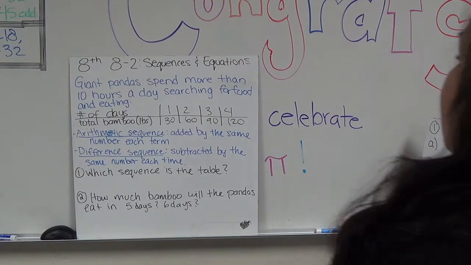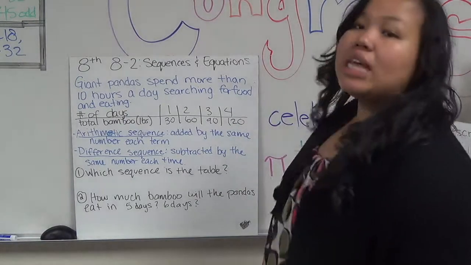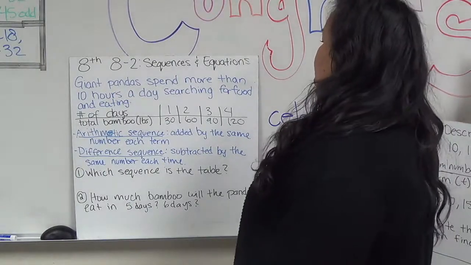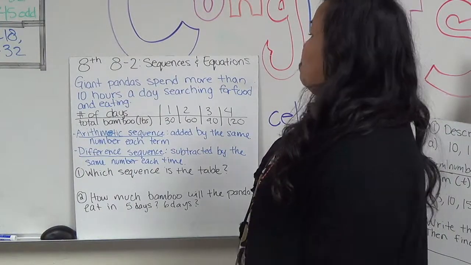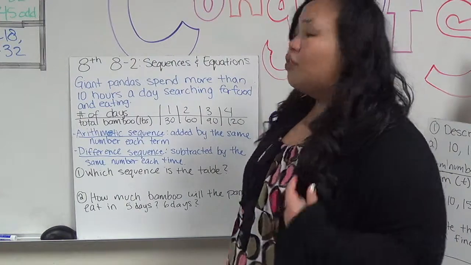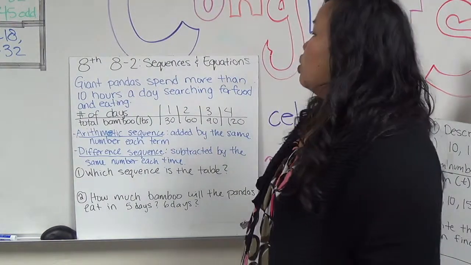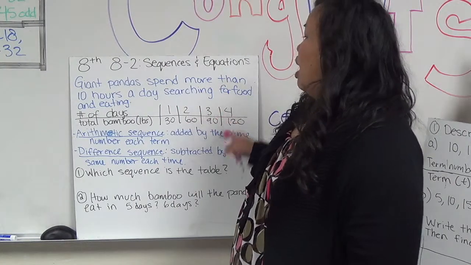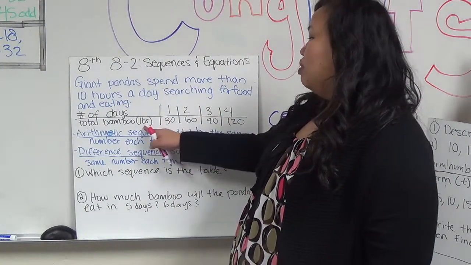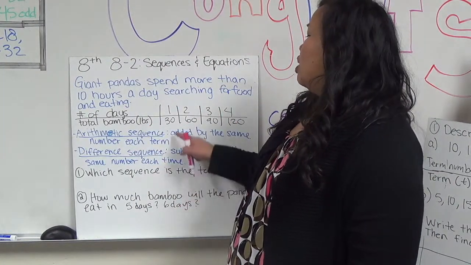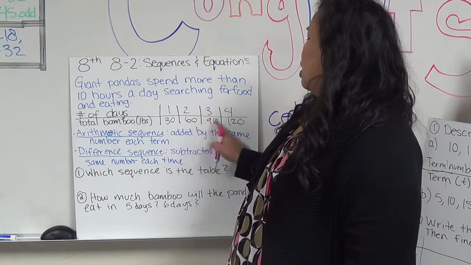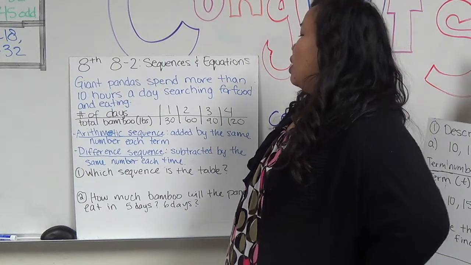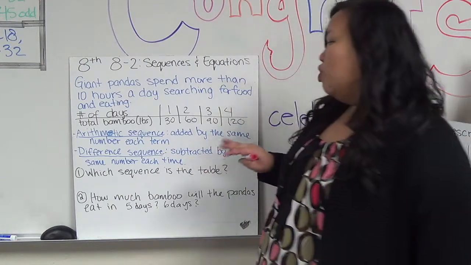In 8th grade, section A2, we're dealing with sequences and equations. Giant pandas spend more than 10 hours a day searching for food and eating. The number of days is listed above here, and the total bamboo in pounds is 30, 60, 90, and 120. This is called an arithmetic sequence.